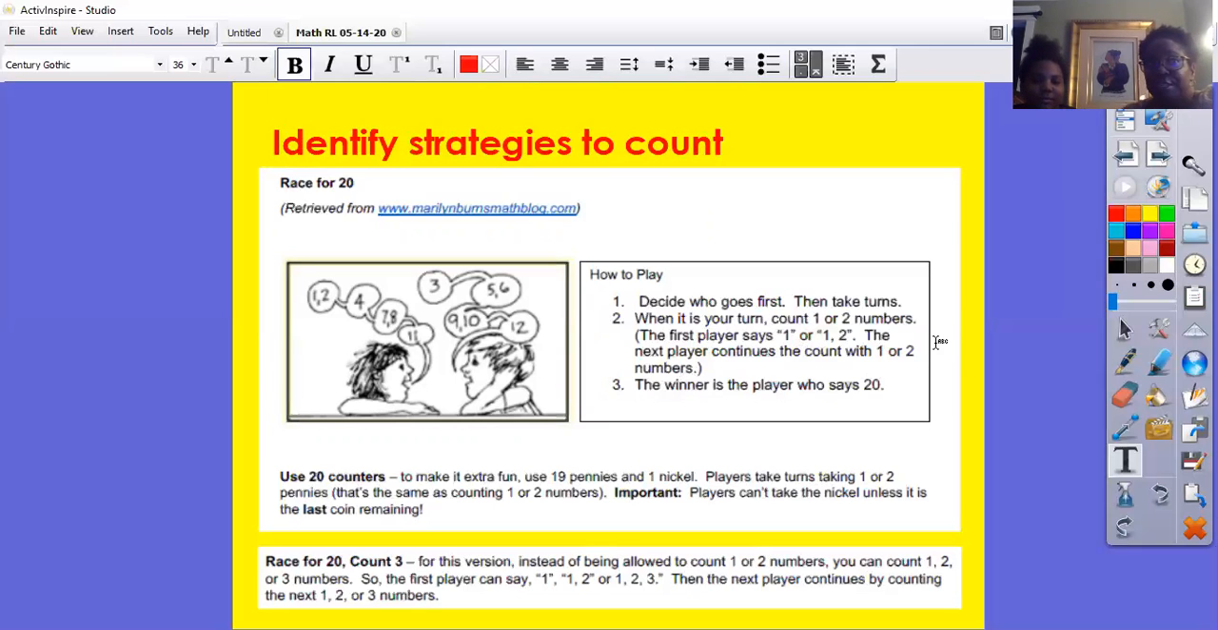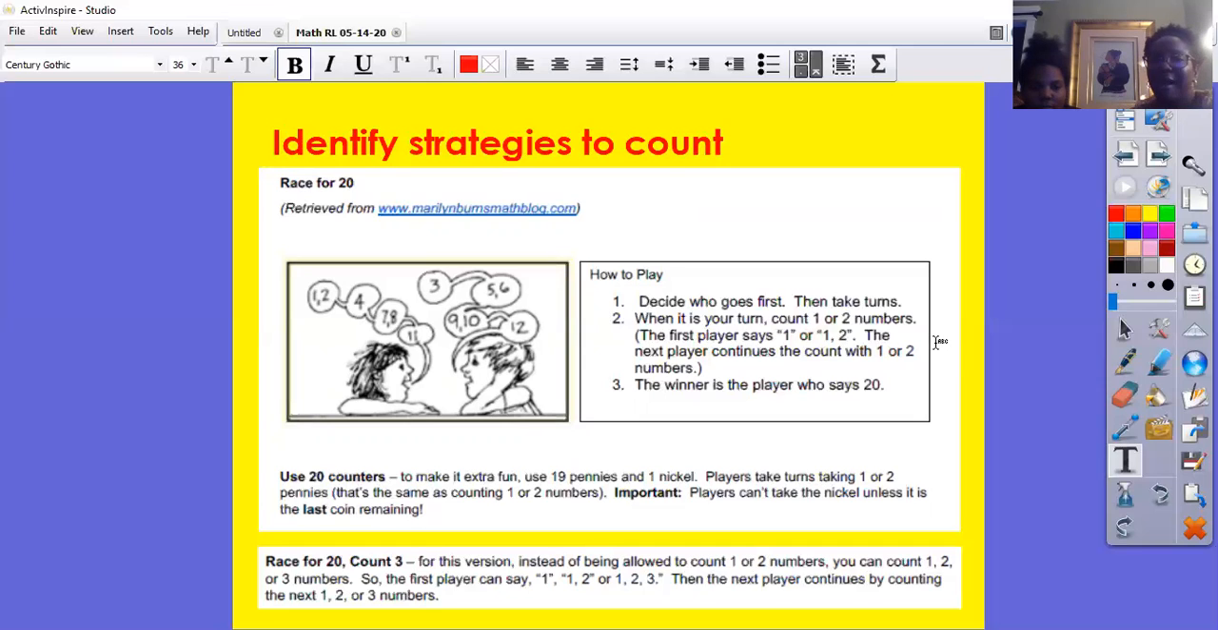With this game, you can do different types of activities. You could use pennies, 19 pennies and 1 nickel. You could use pennies to count up to 20, and when you get to 20, you can grab the nickel, and the person with the nickel would be the winner. Or you can have red and blue coins or counters that you could use, any of those.